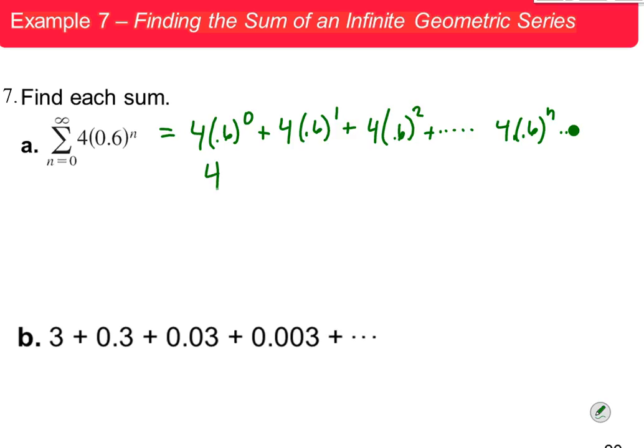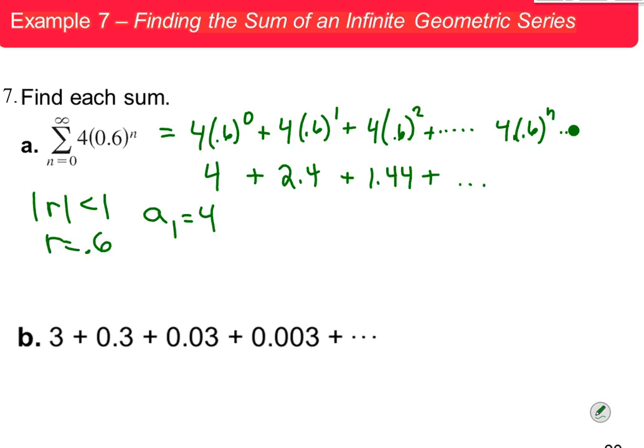So this is 4. 4 times 0.6 is 2.4, and then this one is 1.44, and it just keeps going and going. Those are getting smaller, and 0.6 is okay to use to find this sum. So our absolute value of r is less than 1, so r is 0.6. A sub 1 is 4. Just by writing a few terms, I figured that out.